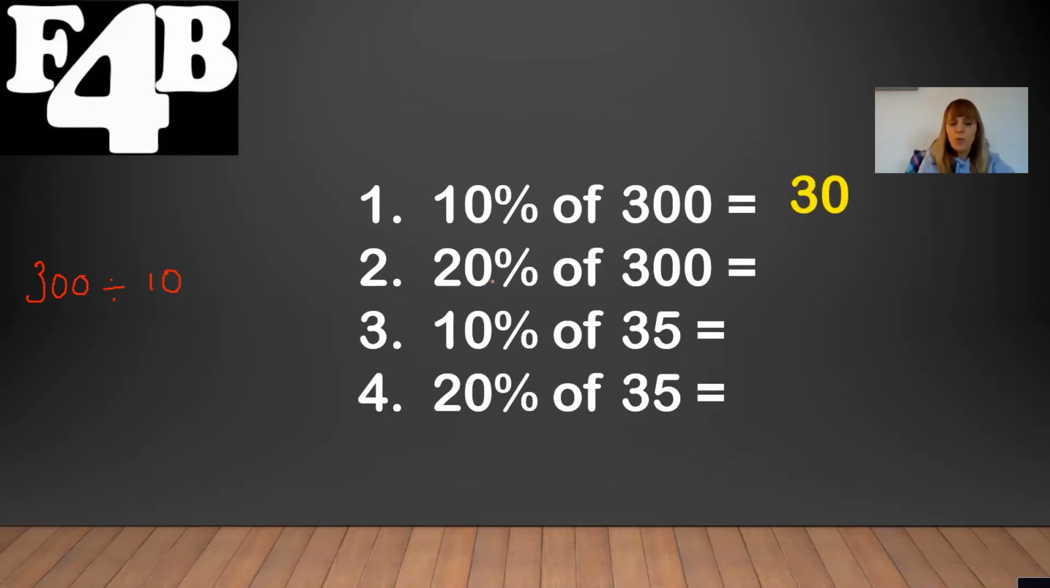Now when we wanted to do 20%, let's remind ourselves the relationship between 10 and 20 is that it is doubled. So if I've got 10% of 300, then I know to find 20%, all I need to do is to double my answer. So I'd get an answer of 60. So exactly the same, 10% of 35, we would divide 35 by 10, which would give us 3.5. And for 20%, I need to double that answer to give me 7. Okay, hope you've remembered all of that.